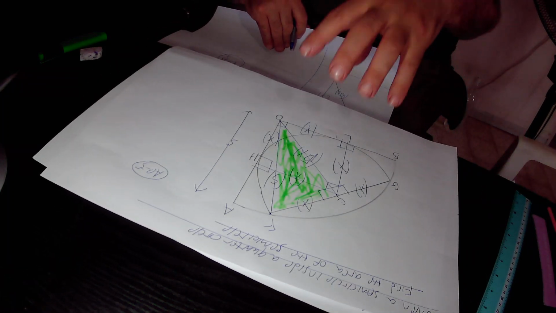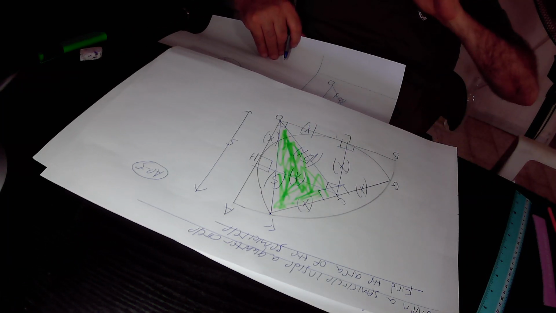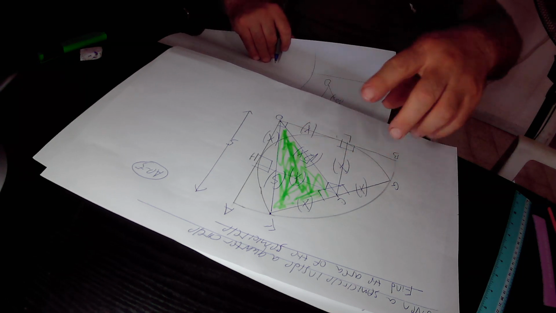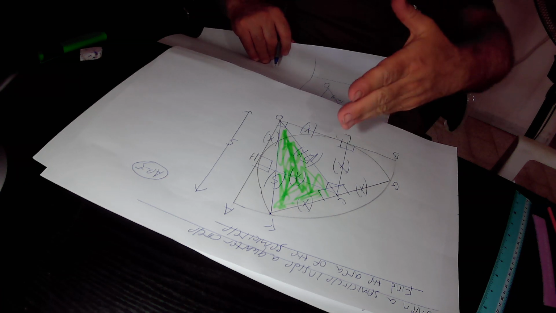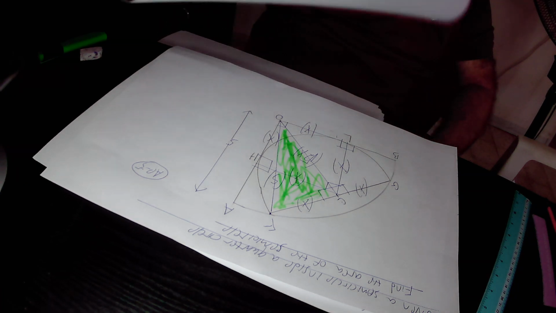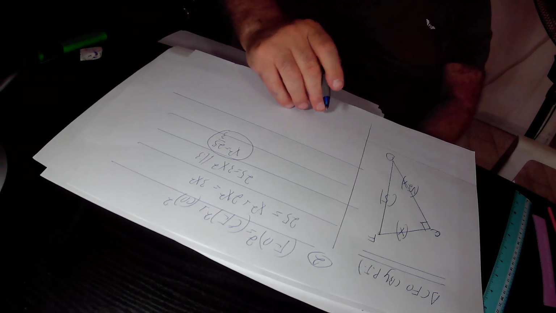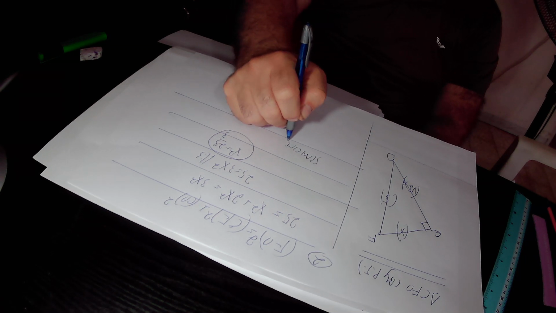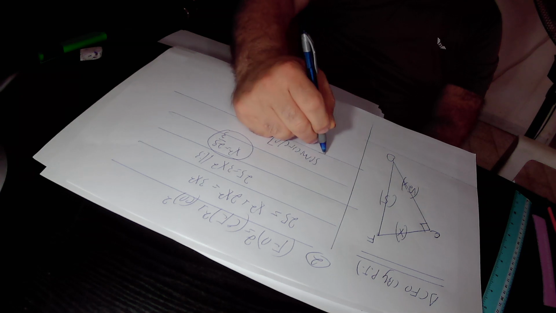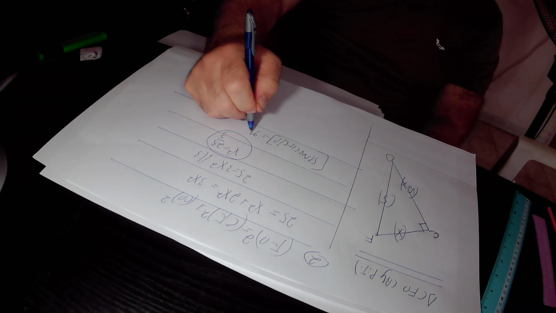Our mission is to find out the area of this semicircle. We know that the radius of this semicircle is x, therefore the area of this semicircle must be equal to pi x squared over 2. So write it down, the area that we are looking for is the area of the semicircle. That is actually equal to pi x squared over 2.